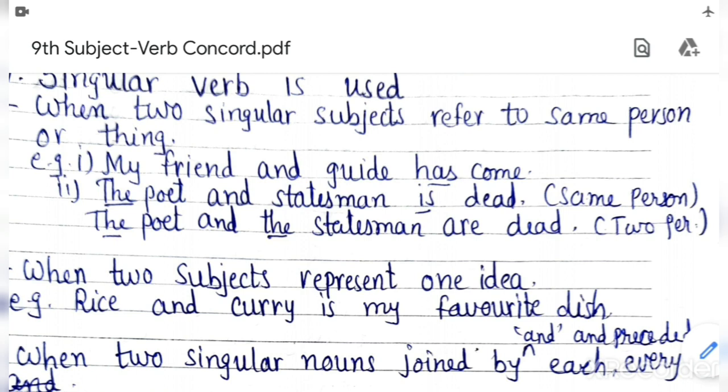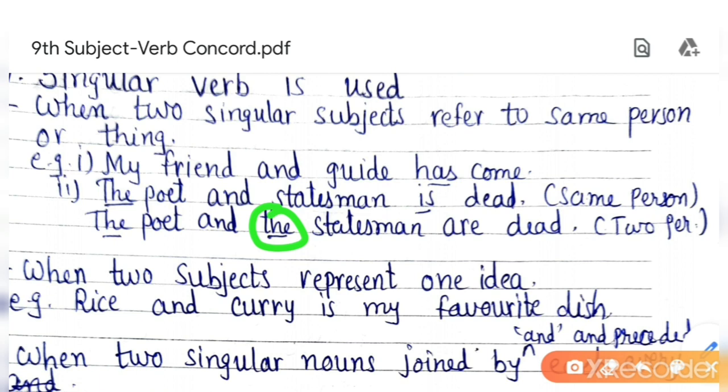But if you add the again before statesman, it means the poet and the statesman, it means two persons. So here we will use plural. Understood? So because of this article only, the whole meaning of the sentence is changed. So keep this in your mind, that if no article is used, it means same person, and if different articles are used for different subjects, then two persons are there.